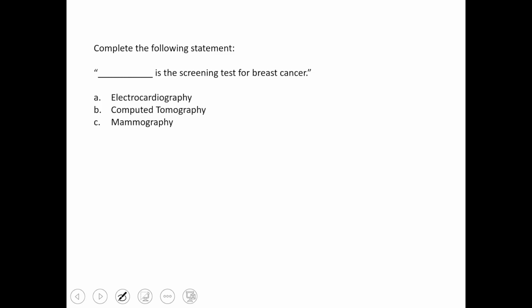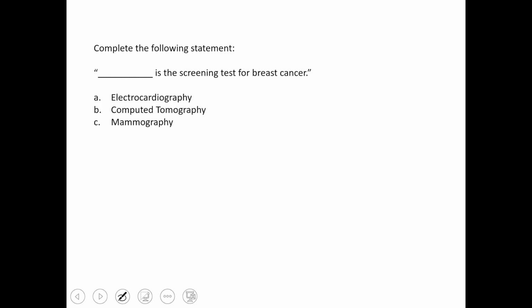So mammography is the technique which we use as the screening test for breast cancers. I think Dr. Chandrasekhar will know more about that. Can you elaborate on that? Are you aware of that, doctor? Dr. Chandrasekhar.